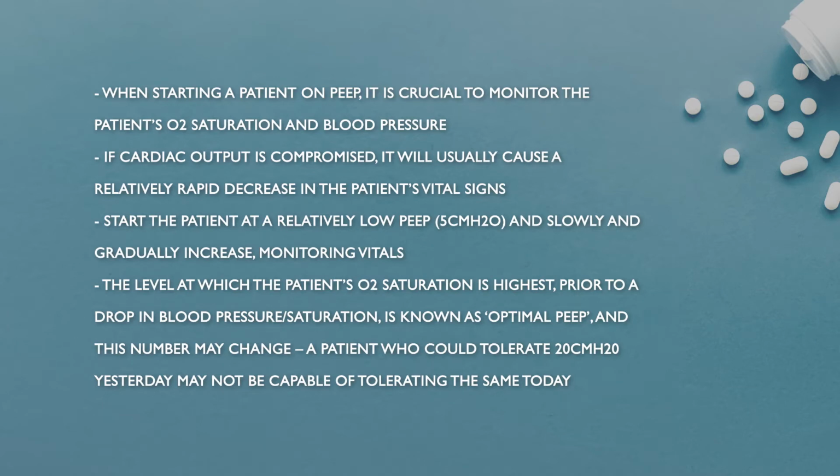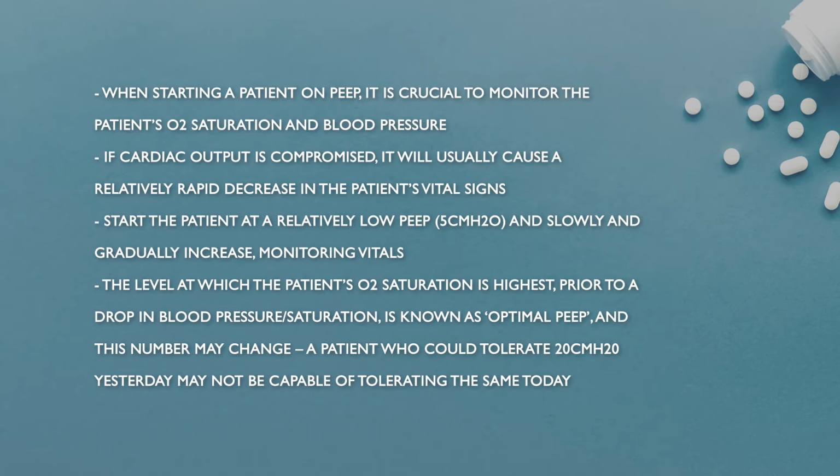Now let's say that we go up to a PEEP of 6, 7, 8. As we're going up, we see the saturation going up: 92, 93, 94. Now, we're giving it a minute or two during each increase. And let's say that we've got a PEEP of 12 with a saturation of 96.